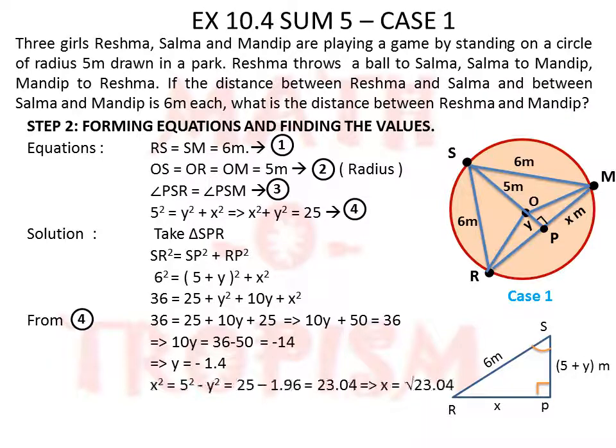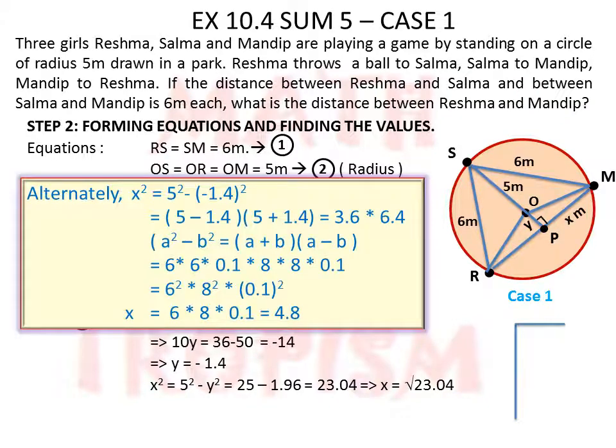So now x square is equal to, from equation 4, 25 minus y square, but y square is 1.96, so it comes to 23.04, and since we need to find x, it is nothing but the square root of 23.04. Now when we take the square root, we will use the long division method. There we will write 23.04. We will be pairing it before the decimal and after the decimal. So before the decimal, 23 becomes a pair.